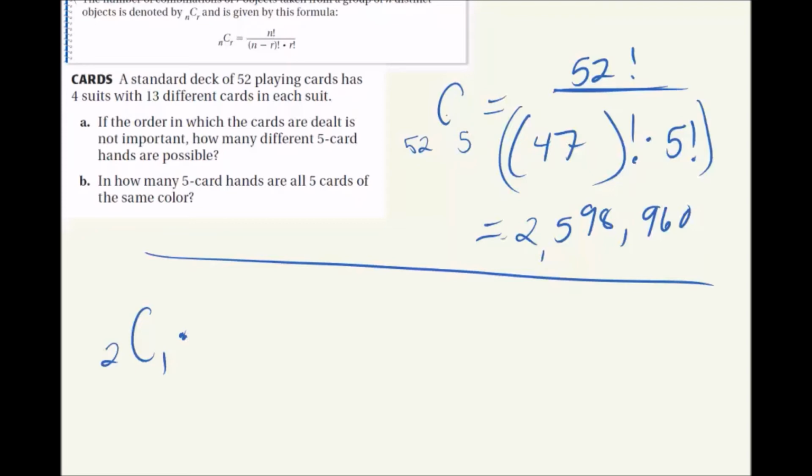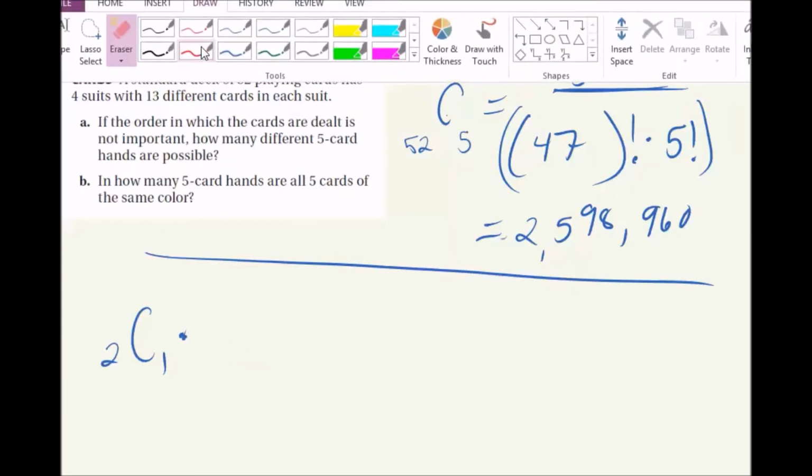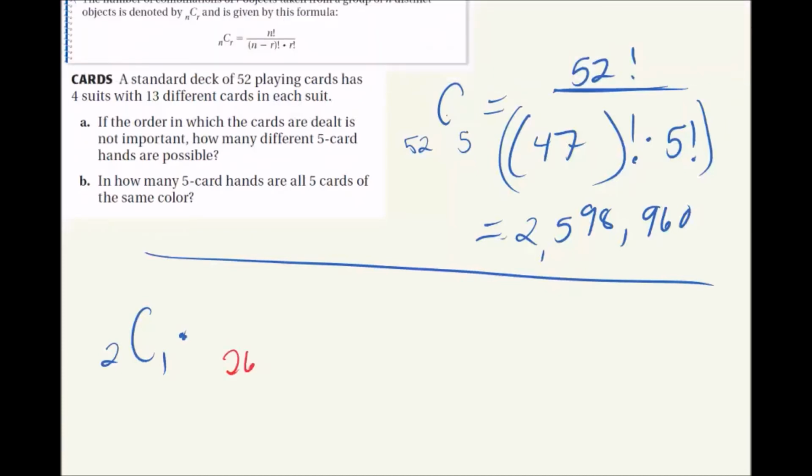Once we've established the color, we have 26 options, because that's half of 52. So half of the cards are red, for example. And from those 26, we're just going to take all 5 cards just from that color set. So we're really solving this problem by first establishing that there are 2 different colors, and then once we do that, taking 5 cards from that color.